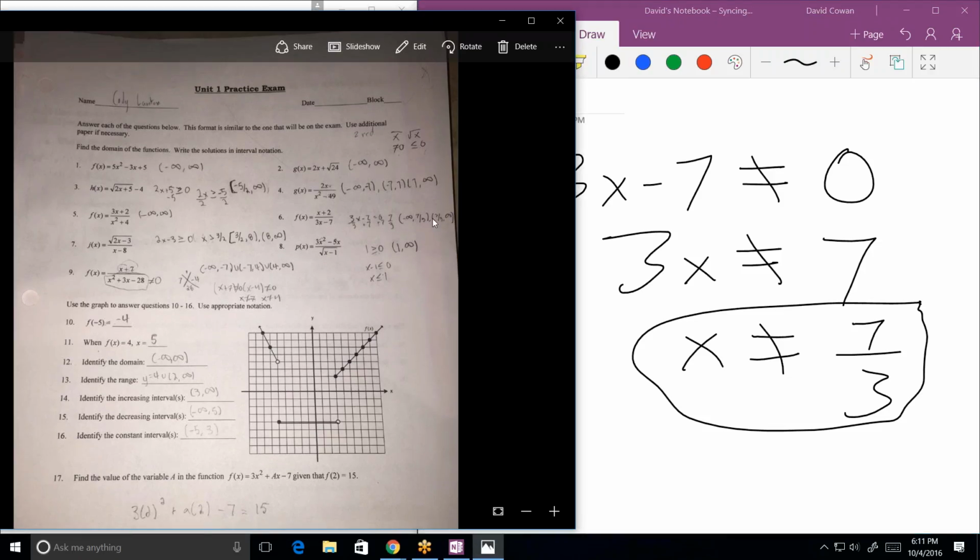Just like you did. Okay. Cool. Number 7 has a couple of restrictions, right? Yeah, it's got the x under the radical and then the x in the denominator. So you have to solve that inequality, which you did. X is greater than or equal to 3/2, but also x cannot be equal to 8.